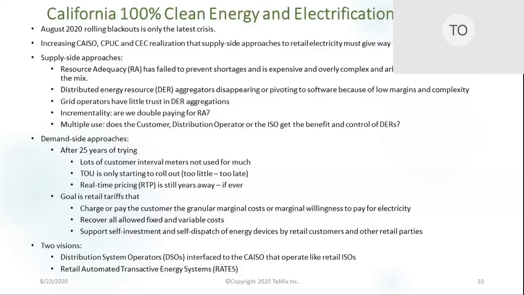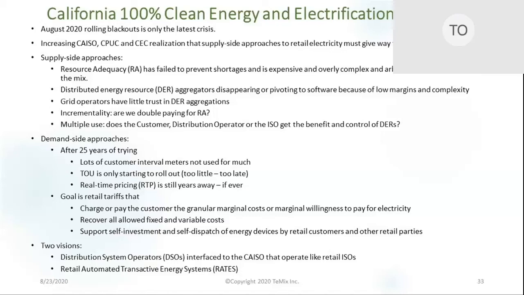And then the other observation, not just mine, but others', is that distributed energy resource aggregators were thought to be the solution, but they're struggling. They're struggling with low margins and disappearing. They're pivoting to software. Grid operators have little trust in these aggregations.